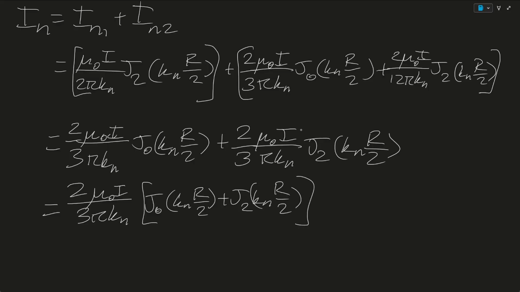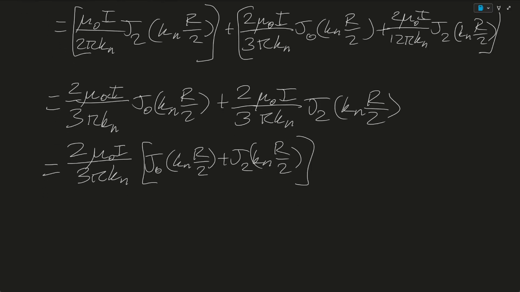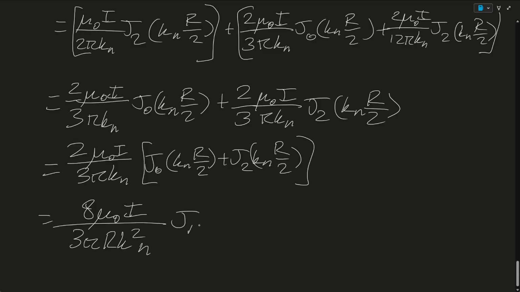Anyway, all I've done there is factor out the 2 over 3 mu naught I, 2 mu naught I over 3 pi Kn. And we have something that we could use that identity on. So this is just 2 over that, so it's 8 mu naught I over 3 pi r k squared n times j1 kn r over 2.